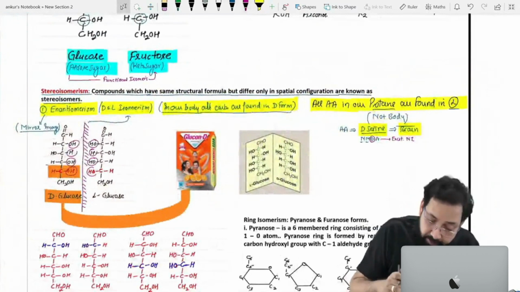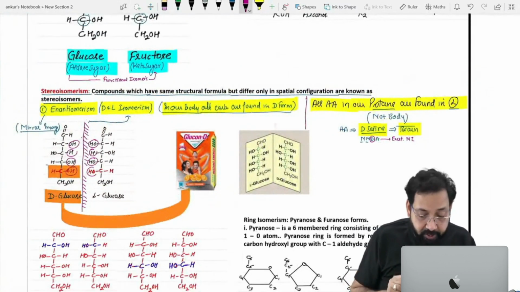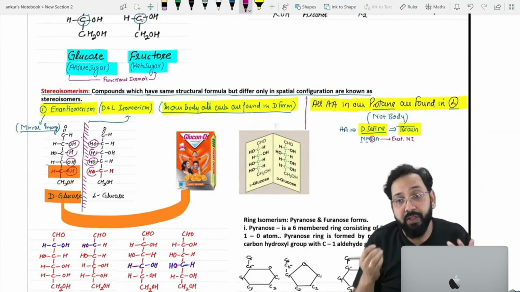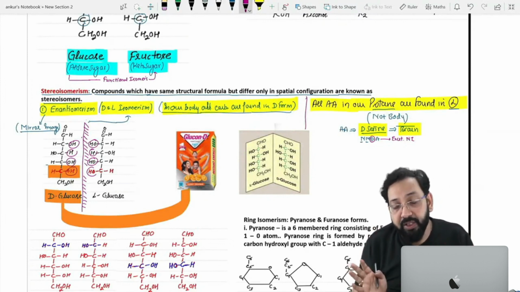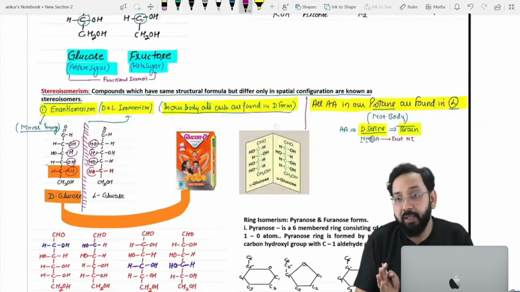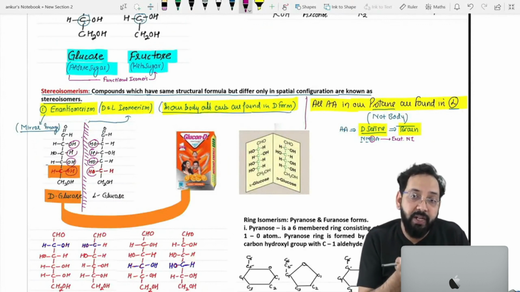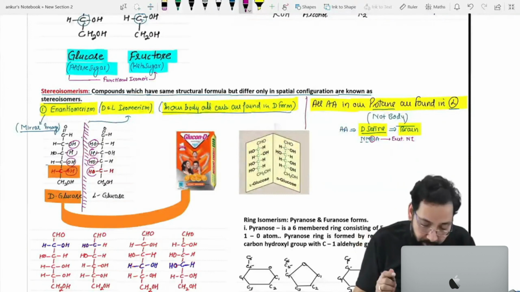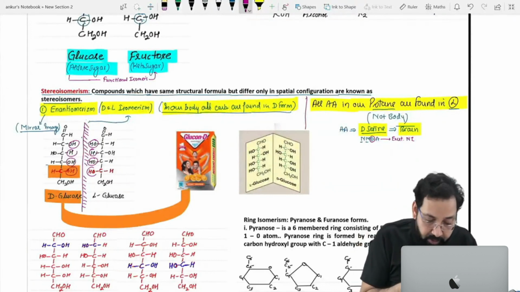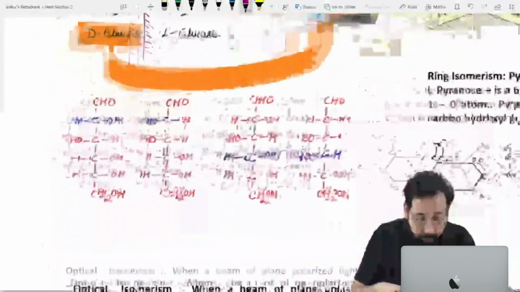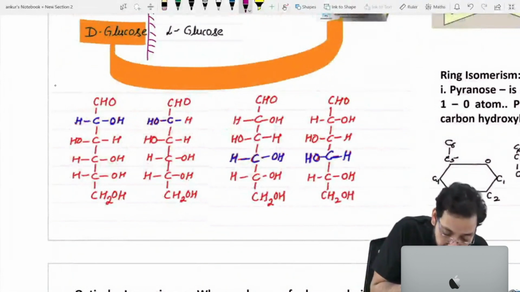So I integrated this. The question asked: all amino acids in our protein are found in capital L form, meaning whenever amino acids join, they always join in capital L. But if free, they may be found in capital L or D. Most commonly they are found in capital L form, but there are a few amino acids like D-serine and NMDA which are found in capital D form. Clear? So the first type of stereoisomerism is enantiomerism. Now, the second type of stereoisomerism is epimerism.